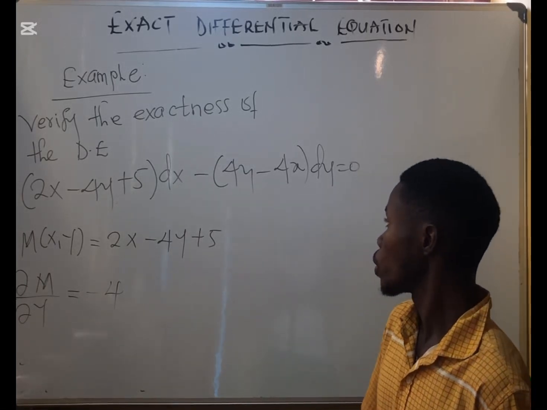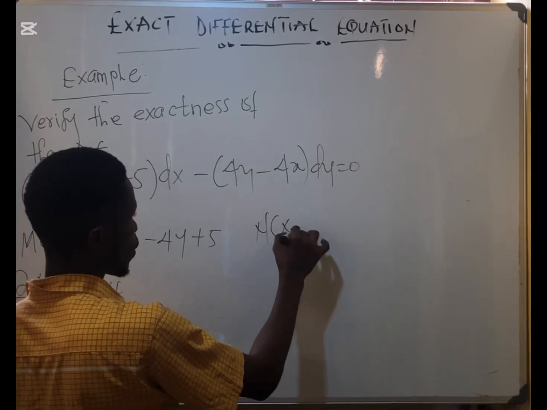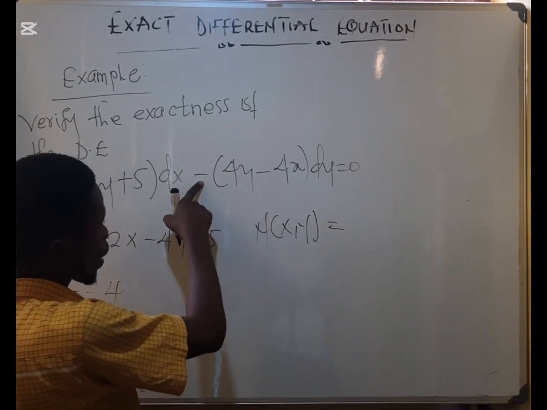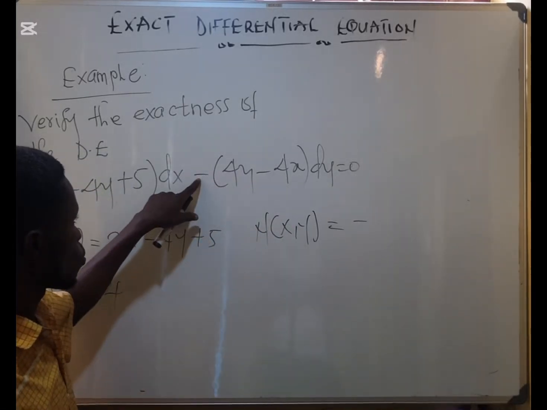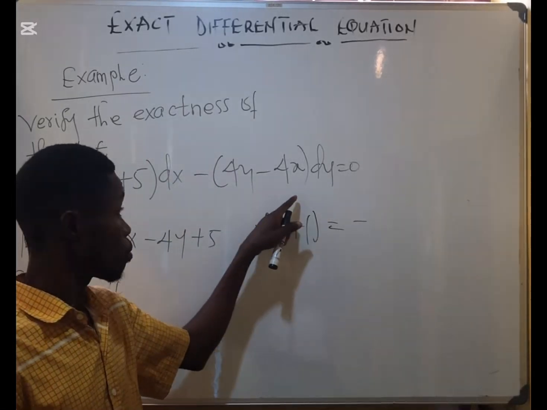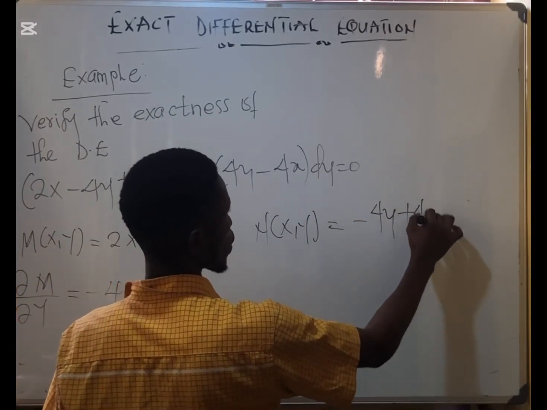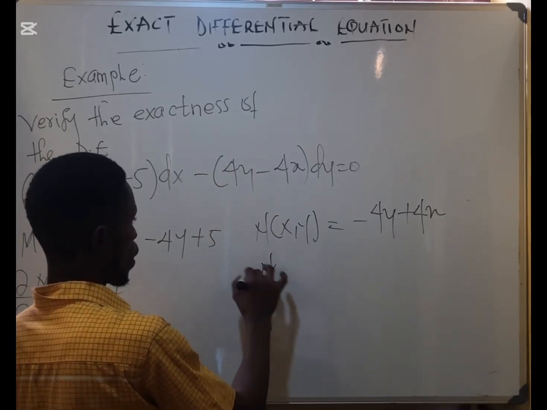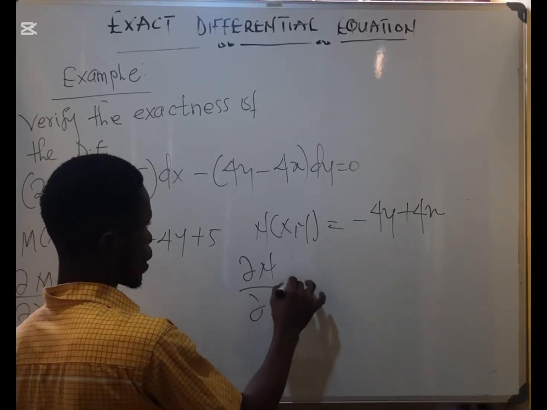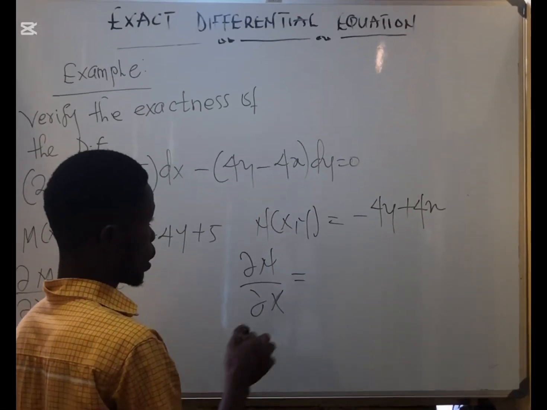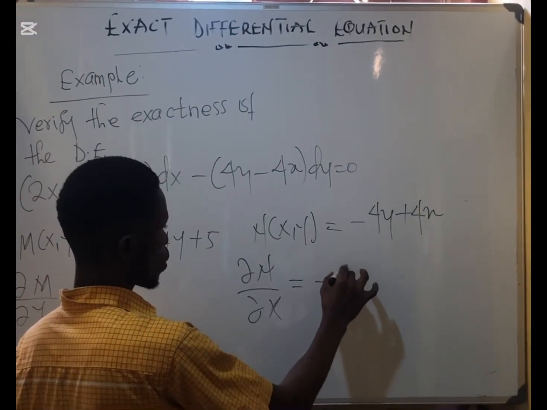4. Good. Now let's also pick this side, which is the N of x, y equals. Now there's a negative here, so this negative has to be there. So even if I multiply the negative through, I'm going to have negative 4y plus 4x. Then I take the partial derivative with respect to x. So with respect to x, this will give me negative what? 4.